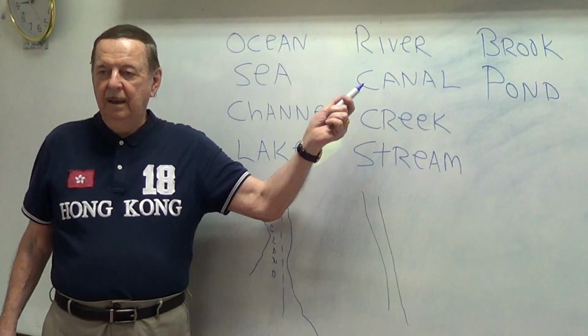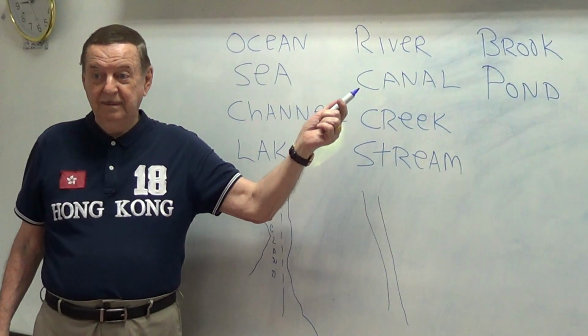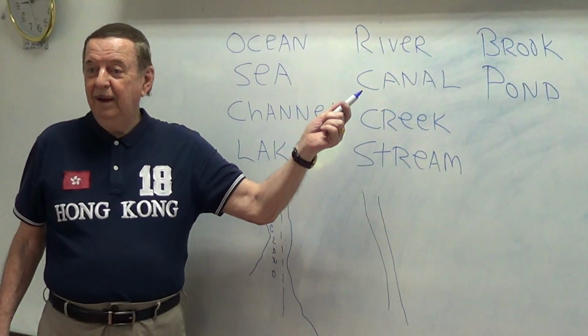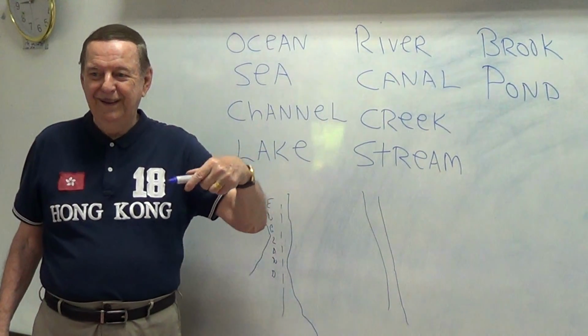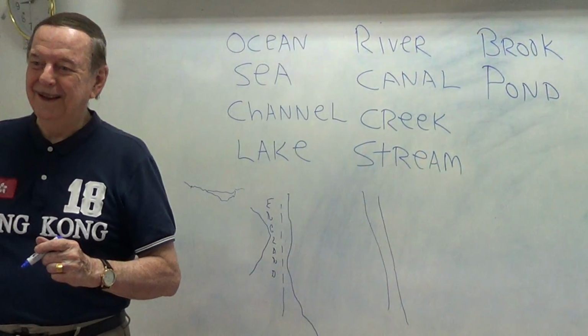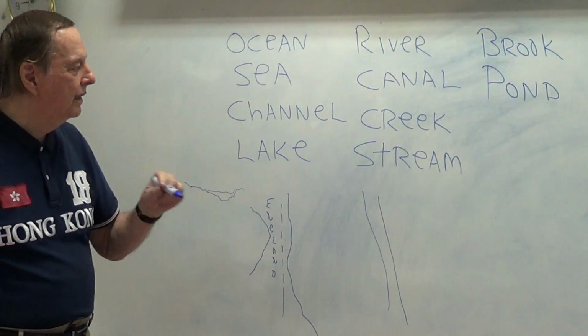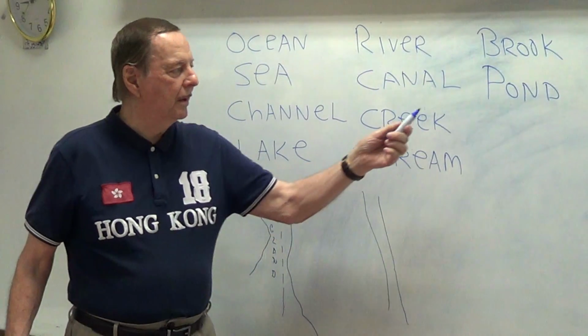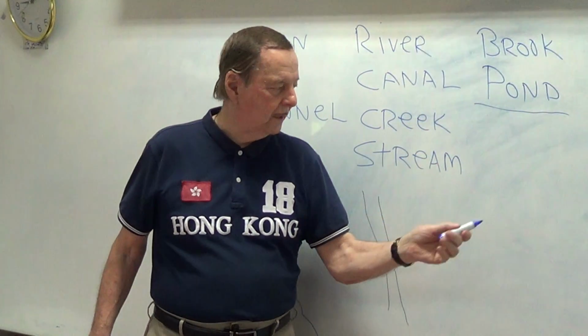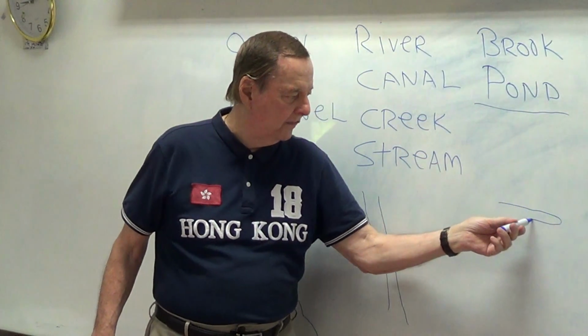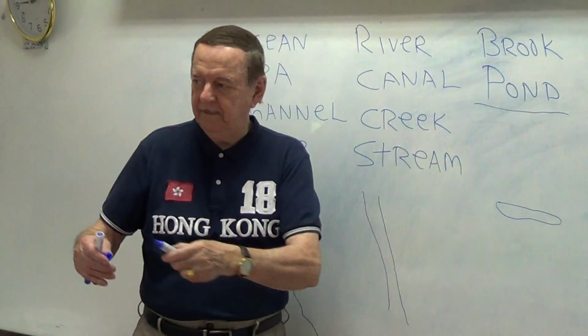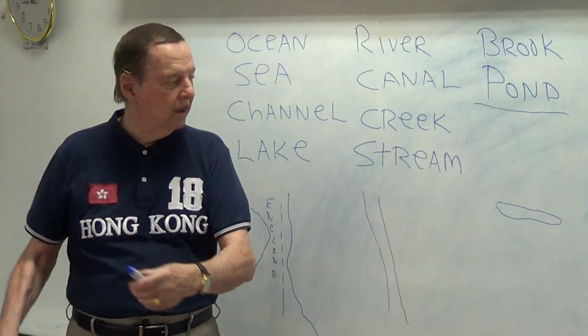Grand Canal. Erie Canal. In Italy. Erie Canal, Grand Canal. And a pond is a small little body of water, maybe in the forest or in the wooded area.